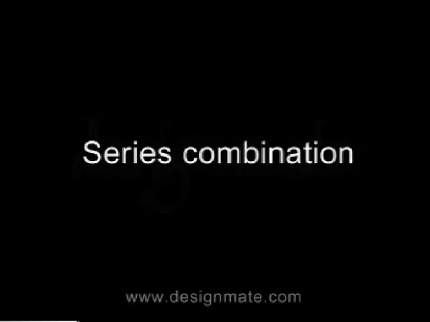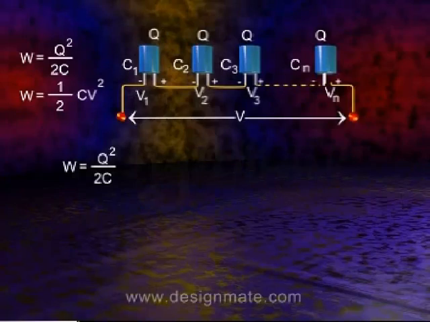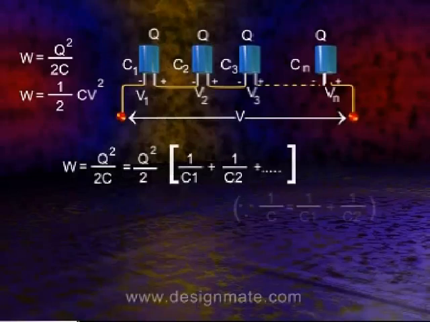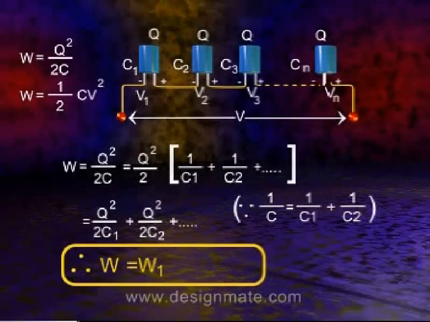For series combination, W = Q²/2C, that is equal to Q²/2 into (1/C1 + 1/C2 + and so on), which is equal to Q²/2C1 + Q²/2C2 + and so on. Therefore, W = W1 + W2 + and so on.